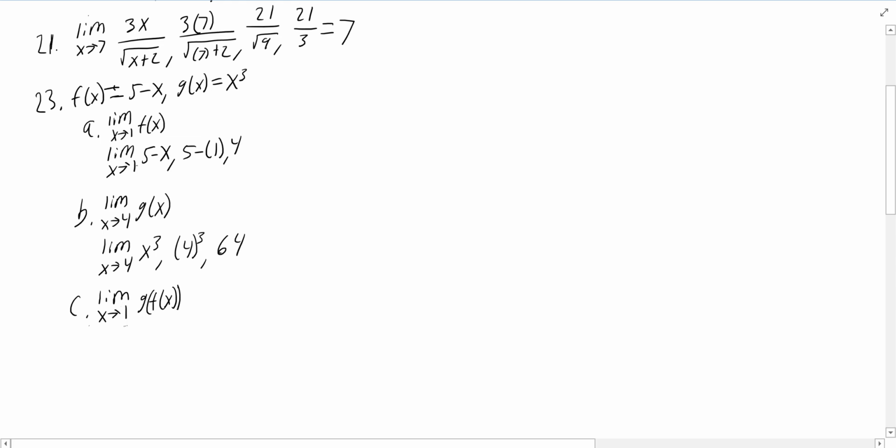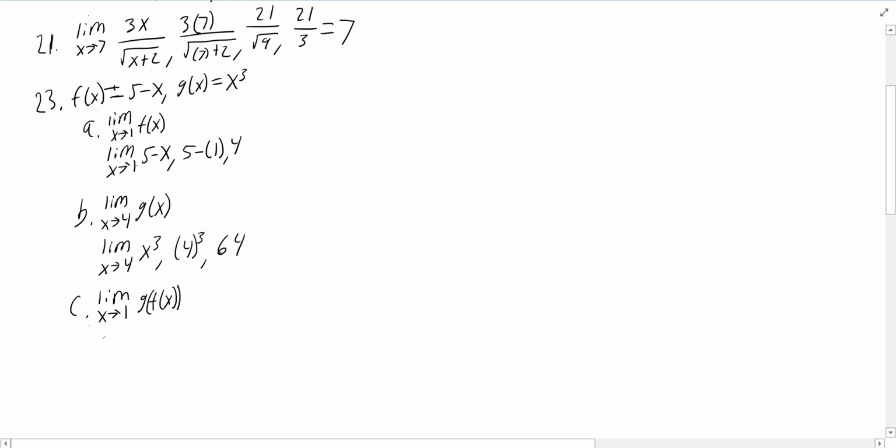So first and foremost, what g of f of x means is that the function value that we have for f of x, we're going to input into g of x. In f of x, we have a function that's 5 minus x. G of x is x cubed. So all that we're going to do is take the 5 minus x and put that into g of x. So we're going to replace the x in x cubed with 5 minus x. That's just what g of f of x means.